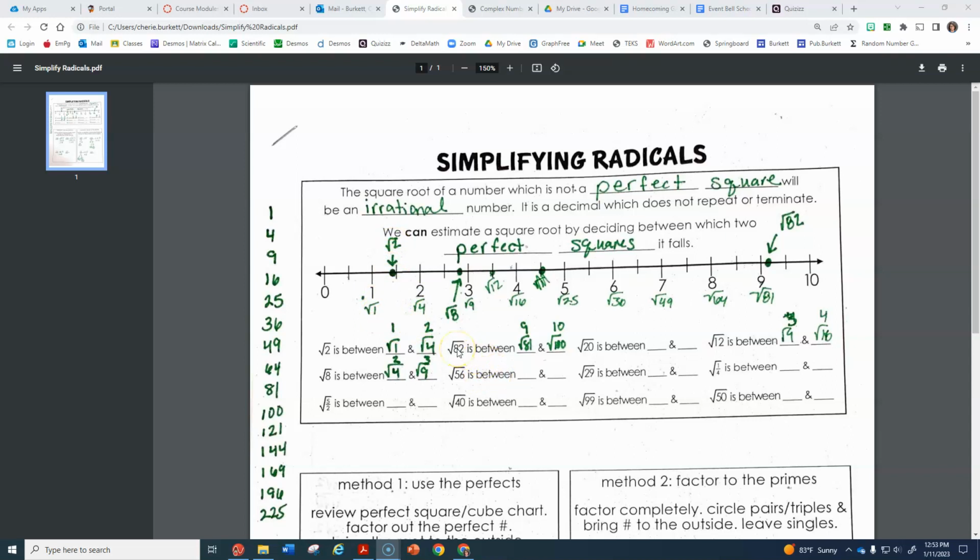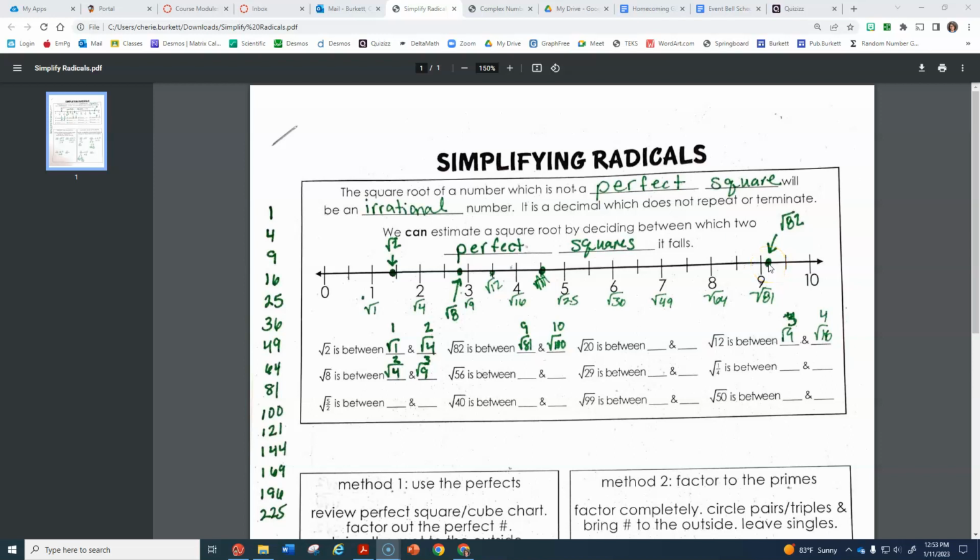The square root of 82 is going to be somewhere between the square root of 81 and the square root of 100, because the number 82 is between these two numbers. Now it's really close to that 81. It's really close to that 9. So the square root of 82 is going to be pretty close to the number 9. So there, that's a dot.